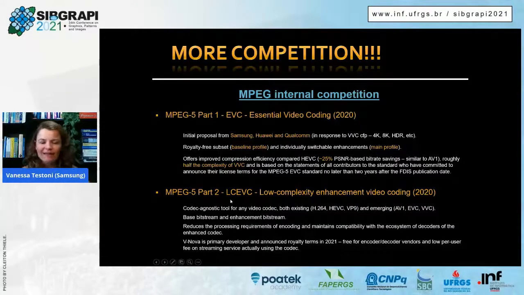And the last one is the LCEVC. So this one has also been considered, also finalized last year. And this is actually what we call a codec agnostic tool. It means that you can use any codec as a basis, even H264, whatever you want. They just proposed this base stream and enhancement bit stream. So they have this idea of scalability, and they have actually already announced what the license fees are. So people are already paying attention to this codec.